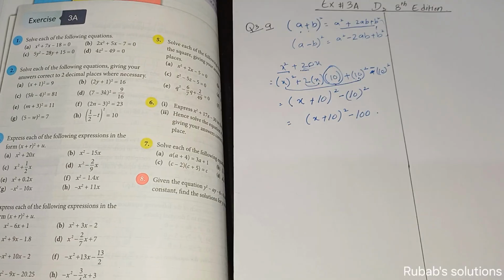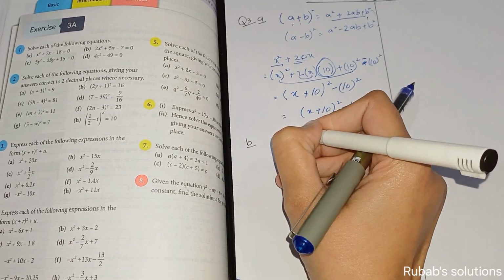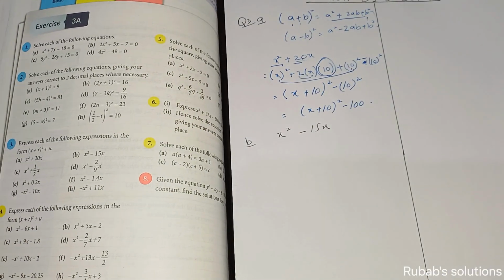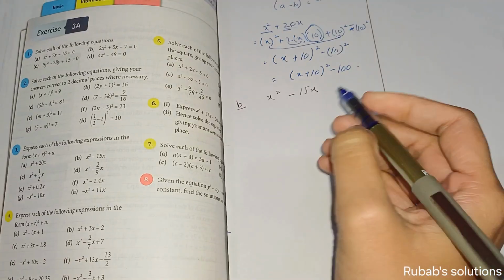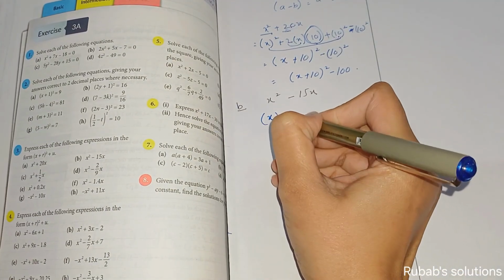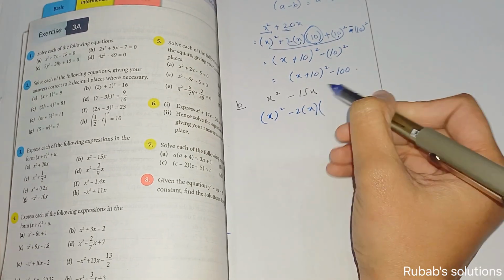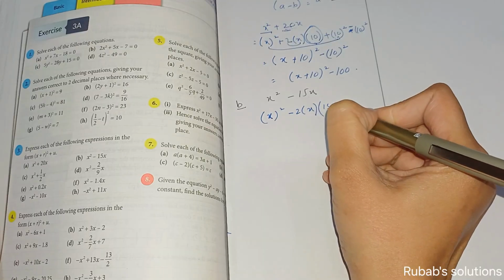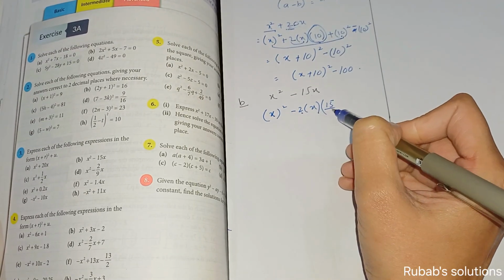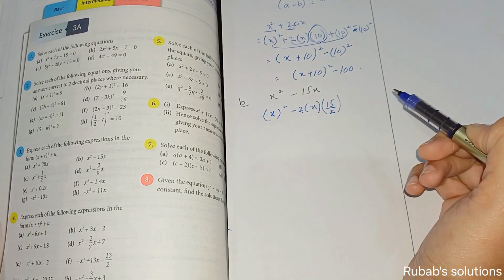Clear. Moving towards part b. When there is a negative sign, that means you will apply the second formula. When there is a positive sign, that means you will apply the first formula. Okay, x square minus 15x, so it will be x square minus 2, a is x. Now to make it 15 I have to multiply it with 15, but what to do with this 2? So that means you have to cancel this 2.